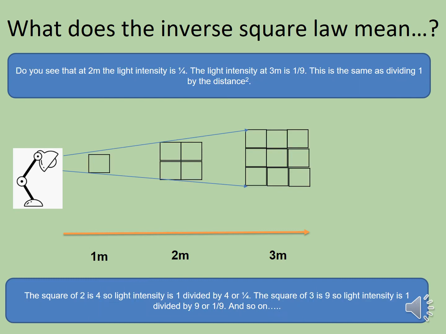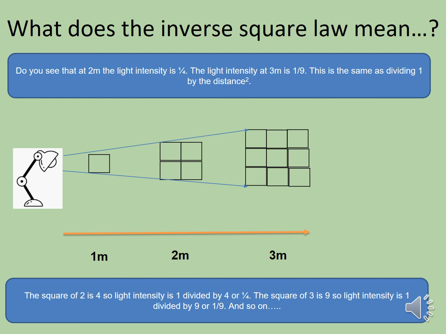So from before, at 2 meters, if you have a look at the boxes, there are 4 boxes. So this means that the same light intensity that was falling on 1 box is now falling on 4 boxes. So if you could measure how much light was falling on each of those boxes, it should be 1/4 of the total amount that is there. So the light intensity at 3 meters is 1/9. This is because the amount of light that is falling on that area is now spread out between those 9 boxes in the diagram. So this is the same as dividing 1 by the distance squared.